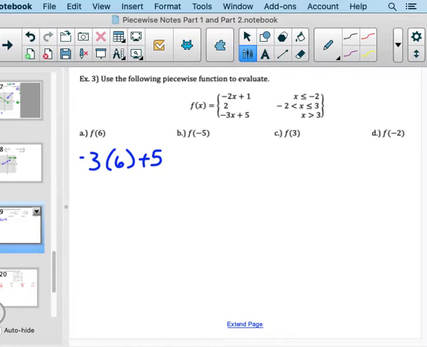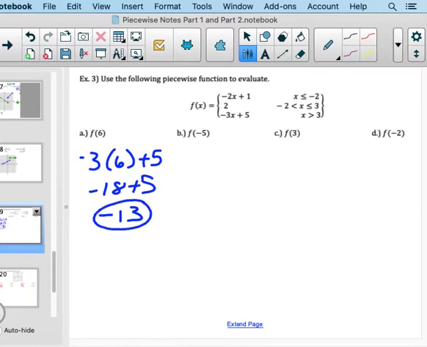You can maybe do this in your head, or just type it straight into your calculator. What is -3 times 6 plus 5? -13, because you're going to get -18 plus 5, and that is -13. So the solution of f of 6 is -13.